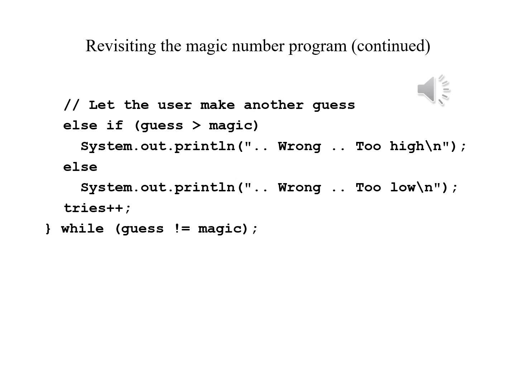Now we have the comment, let the user make another guess. Presumably the guess was wrong. Else if guess is greater than magic, System.out.println("Wrong, too high"). Else System.out.println("Wrong, too low"). We then add one to tries by writing tries++; We have a closed brace, and then while (guess != magic). This would be the alternative to the loop that we have in the program as we wrote it earlier.